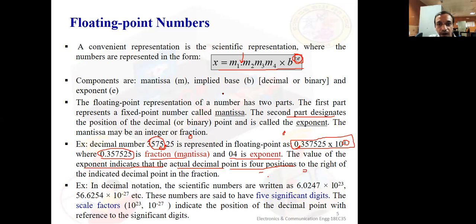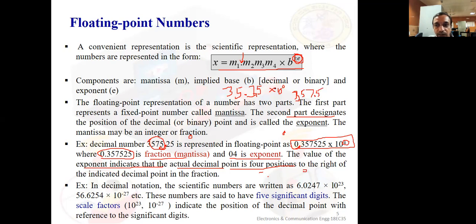Okay. Or for example, let us say I try to write this. Suppose I have a number like 35.75 as the original number. Let us say this is multiplied by 10 power 0, right? Now let us say I try to move this towards the right. Then I'll make it 357.5.